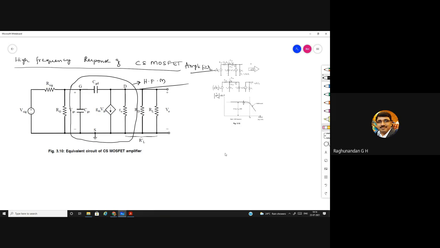Since we are talking about the CS MOSFET amplifier, we are just adding the external gate resistance, external drain resistance, and load resistance. Since they act in parallel, we are connecting them in parallel, and the source is grounded. RL dash indicates the effective resistance offered by R0, RD, and RL. Since these three are parallel to each other, we can find the effective resistance, and that is considered to be RL dash.